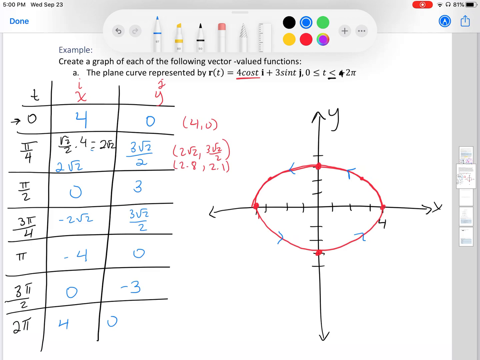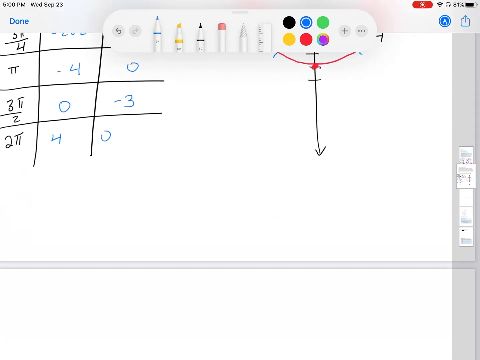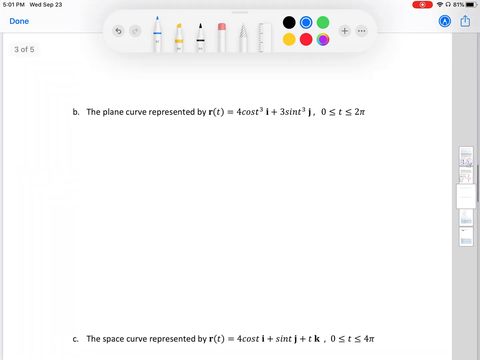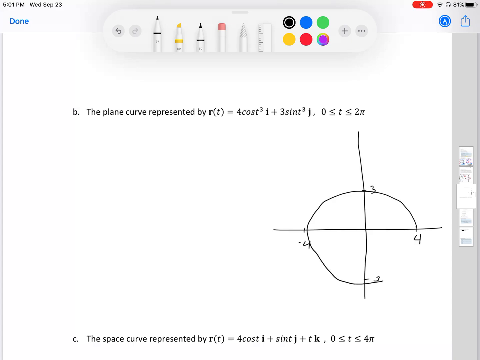Now, I did A with you. B is almost exactly the same. So take a look at B. I think you can do that one on your own. So go ahead and pause it and get it done. Just a brief answer to your solution: it will also be an ellipse. That's exactly the same with the 4, negative 4, 3, and negative 3, with arrows going that way. But your work is exactly the same.